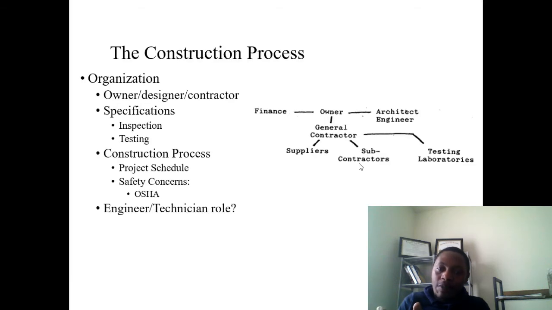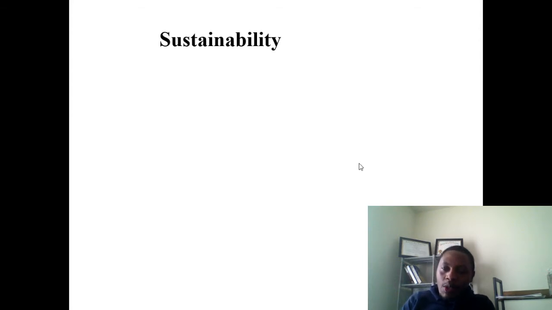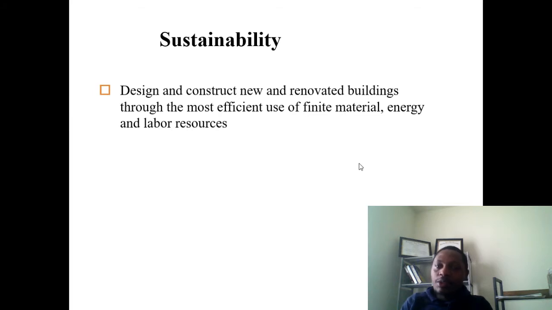within the construction arrangement. So in all this, we also need to have materials that are more sustainable. Okay, we have to care for the environment. So to design and to construct new and renovated buildings, we must use the most efficient material with the consumption of energy and the labor resources in mind.